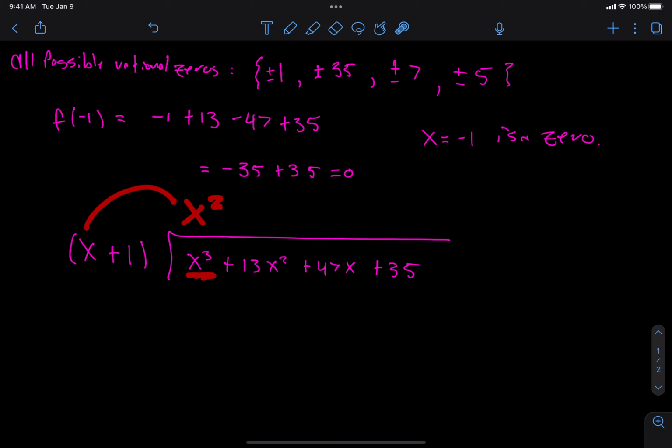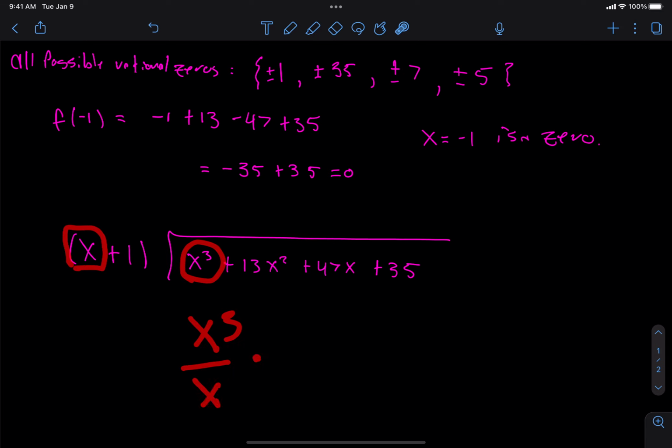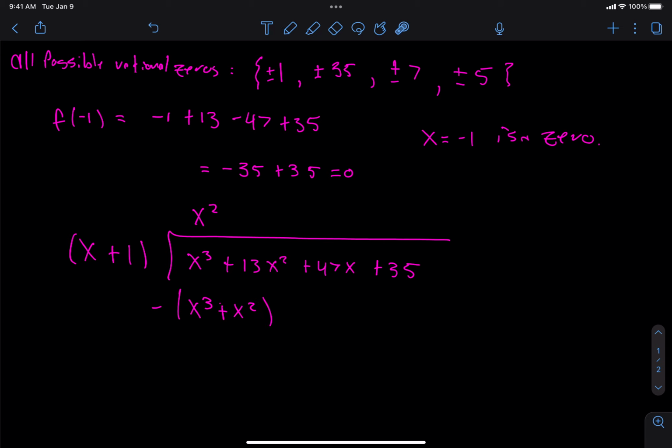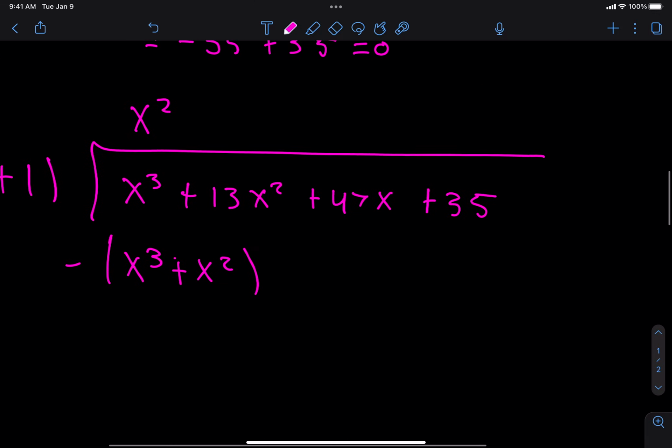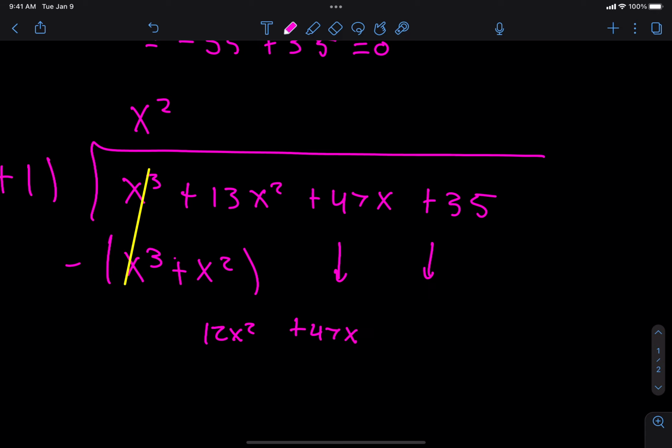So, another way that you can try to find it is you can think, well, I need to find what I need to multiply this thing by to get x cubed. Or you can just say, I'm going to take this thing and divide it by this thing. Right? X cubed divided by x gives us x squared. That will be the first term here. So now what I do is I just multiply it and subtract. So I get minus, I gotta use parentheses here, x cubed plus x squared. Why do I need the parentheses? Because I need to subtract both of these things, okay? So when I do that, hey, wouldn't you know, this cancels. It cancels because we made it so that it would cancel, right? And then we have 12x squared, and everything else just comes down. So we get plus 47x plus 35, yes?